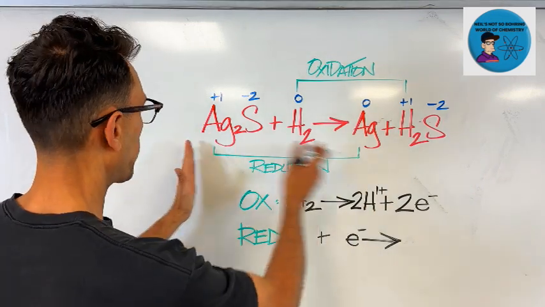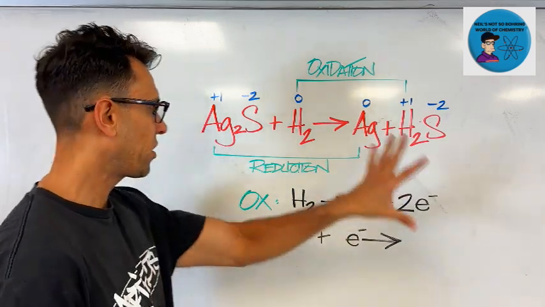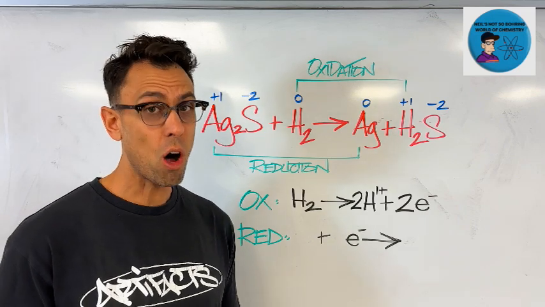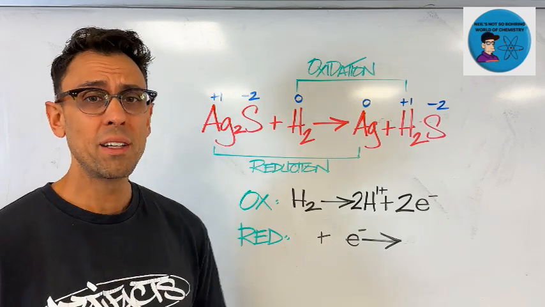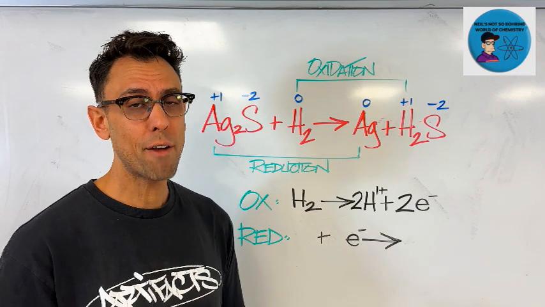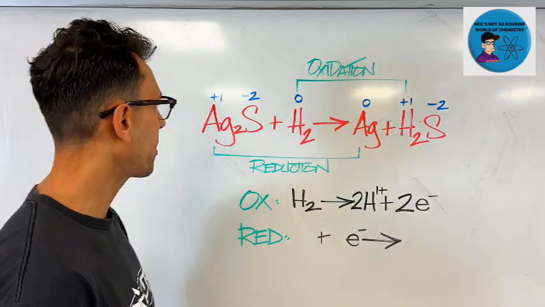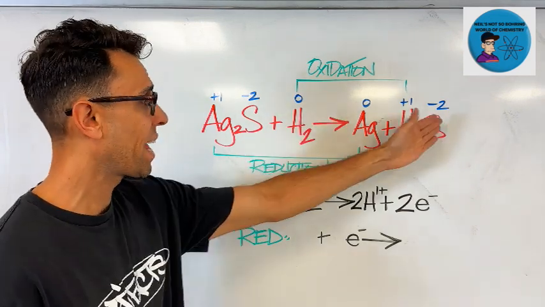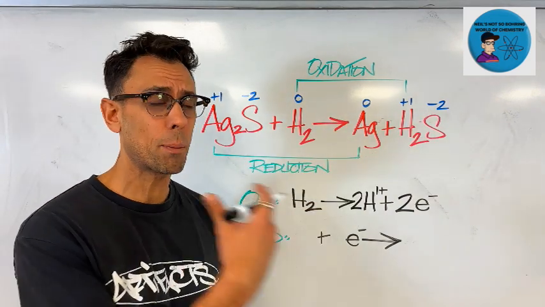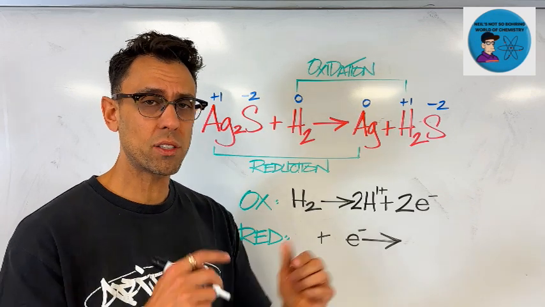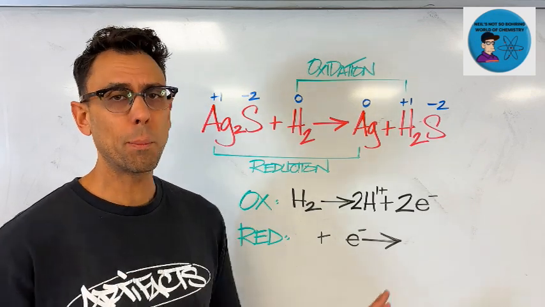Okay, now let's go to the reduction. For reduction, we're just focusing on silver. It turns out the sulfur is not going to appear in our half reactions at all. It is very common to have species in a chemical reaction that don't show up in your half reactions. If you want to know why, the sulfur was a -2 in terms of its oxidation number as a reactant, and it's still -2 as a product. So sulfur really didn't participate in the redox, the transfer of electrons, so we completely eliminate it.